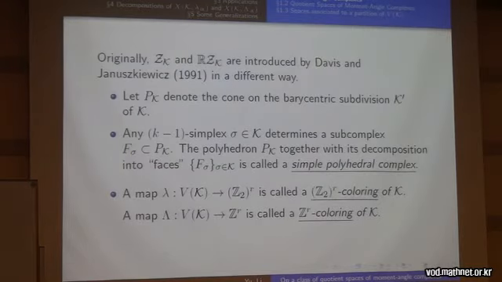But originally, these spaces were introduced by Davis and Januszkiewicz in 1991 in a slightly different way. So let PK denote the cone of the barycentric subdivision of the simplicial complex K. Then any (k-1)-simplex sigma determines a subcomplex F_sigma. Then the polyhedron PK, together with this decomposition into these faces F_sigma, is called a simple polyhedral complex.